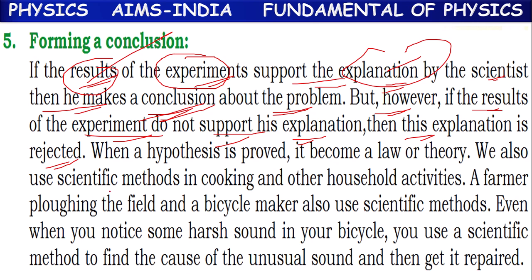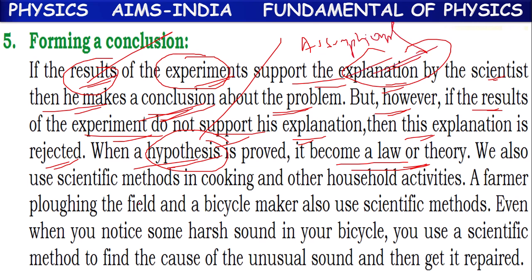Okay. So when a hypothesis is proved, it becomes a law or theory. In the beginning, whatever assumptions are made by the scientists, it is called a hypothesis. Once it is proved by correct explanation, then it becomes a law or theory.